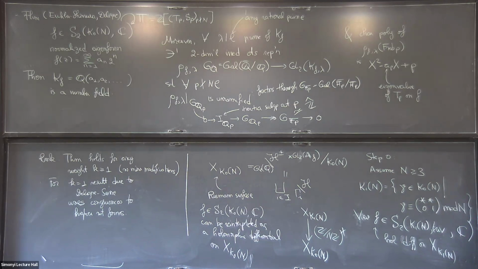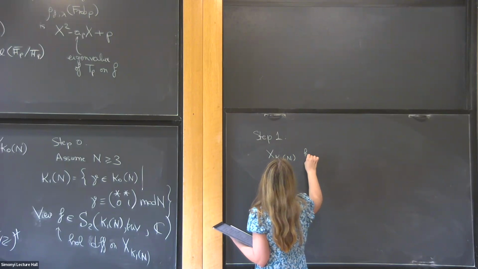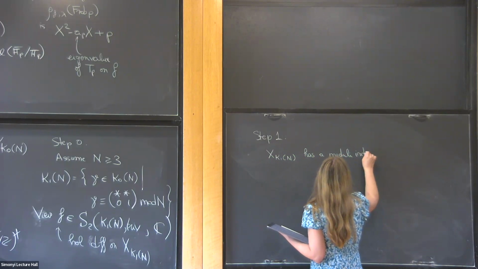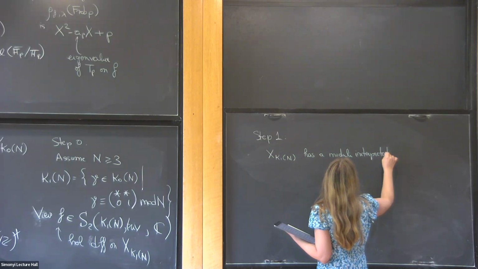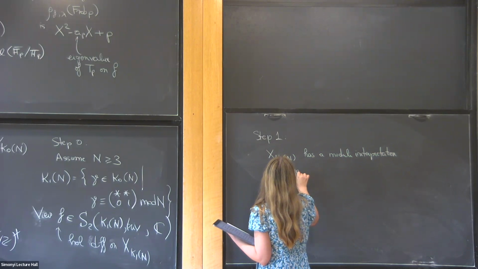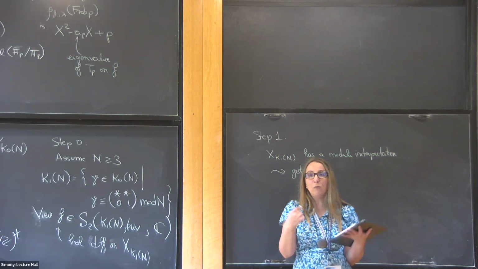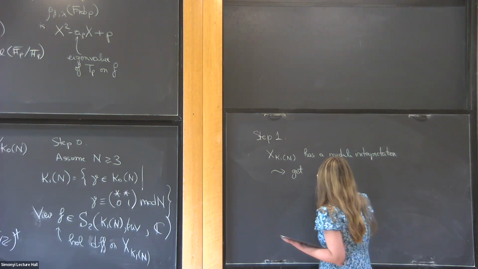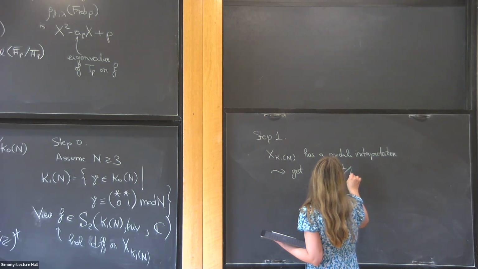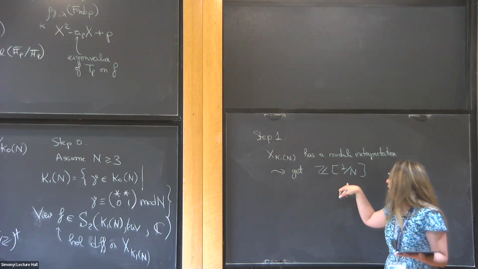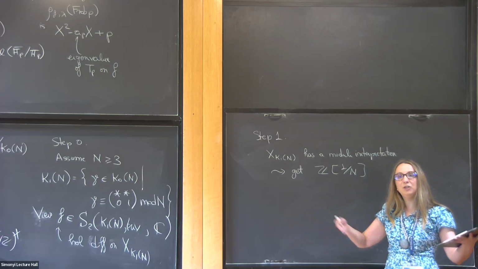So step 1 is to show that X_K1n has a moduli interpretation. Namely, from this, you'll get a structure over the rational numbers rather than just over the complex numbers. In fact, to get even better, you get a Z[1/n] structure. So I'm just inverting these bad primes that are dividing the level. Other than that, I get even an integral structure.